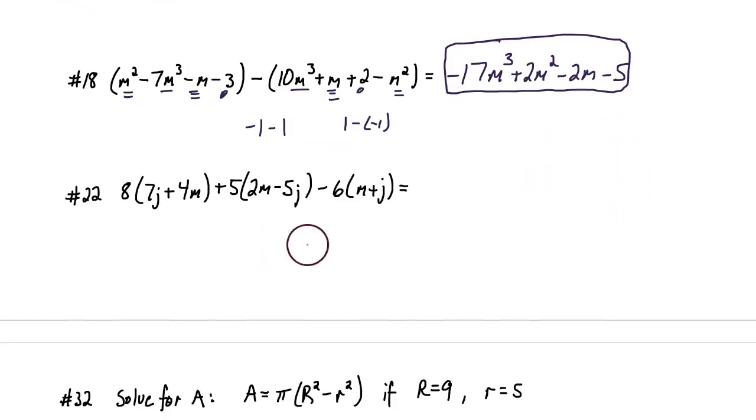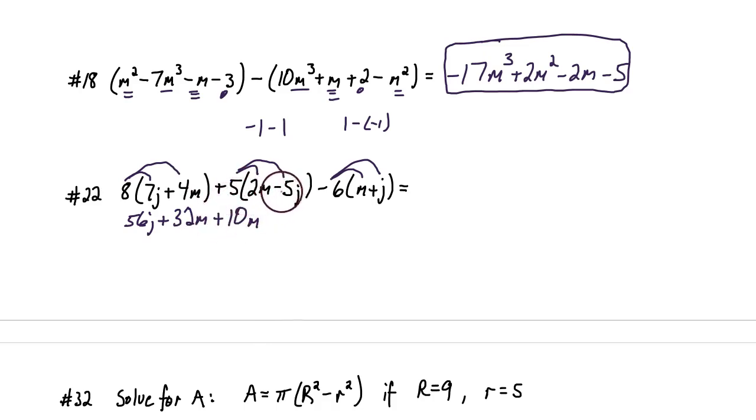Then number 22. This one has some parentheses with the numbers in front, where you do the distributive property. Here, and here, and here. 8 times 7j is 56j. 8 times 4m is a +32m. 5 times 2m is a +10m. 5 times -5j is a -25j. -6 times m is a -6m. -6 times j is a -6j.